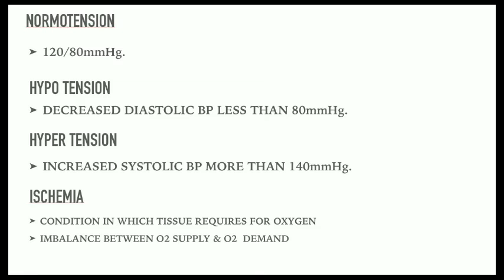Okay, so if there is a decrease in this normal value of BP, then it is known as hypotension. So we can say if there is a decrease in the BP to less than 70 mm of Hg, then it is termed hypotension. Likewise, if there is an increase in the normal BP value to more than 140 mm of Hg, it is known as hypertension.